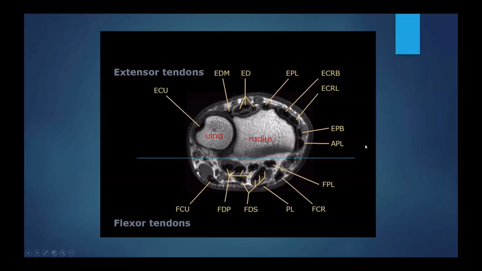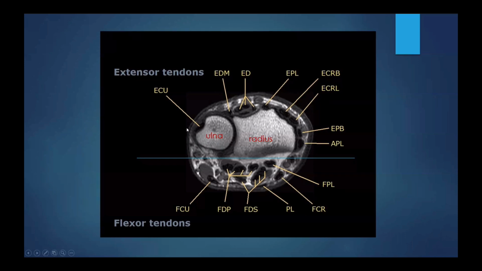So again, from the radial aspect, we have APL, EPB, extensor carpi radialis longus and brevis, extensor pollicis longus, extensor digitorum tendons, and extensor digiti minimi, and finally the extensor carpi ulnaris. I hope it's very clear and easy.